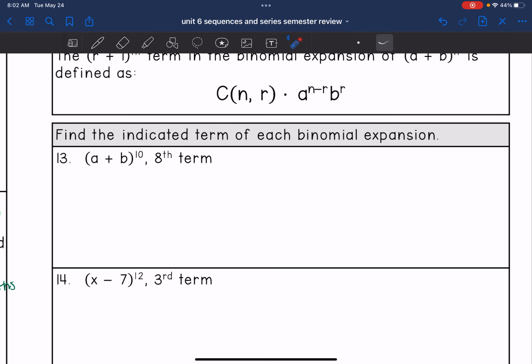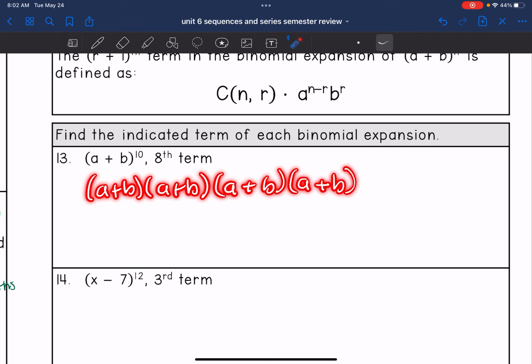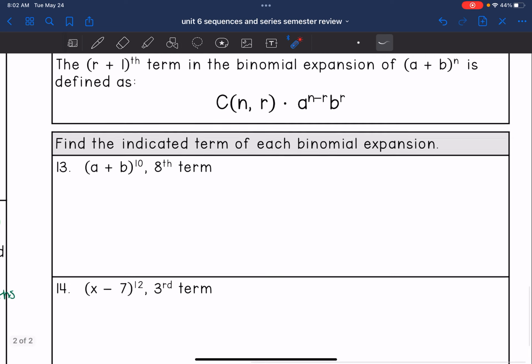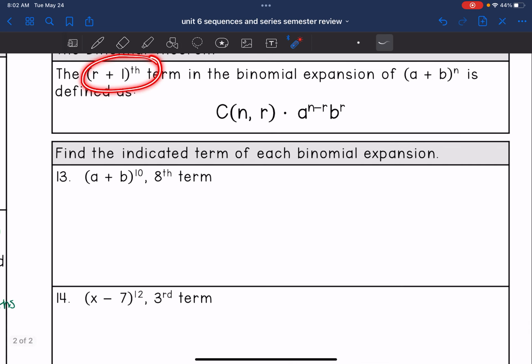So a plus b to the 10th power, that means that you would have a plus b times another a plus b times another a plus b. So you would have to do multiplication 10 times, and they want you to find the 8th term in your final answer. So instead of having to do all that work the long way, use this shortcut that it has right here. So I know it says the 8th term, but see how it says r plus 1? So technically that 8 is r plus 1, which means that r is 7. And then for n, that'll just be whatever they're raising it up to, so that's 10.